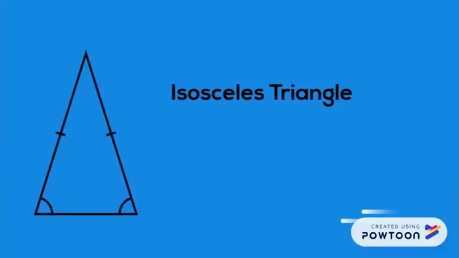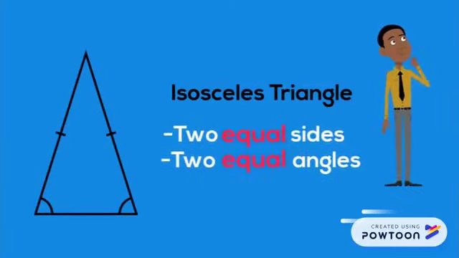This triangle is called an isosceles triangle. It has 2 equal sides and 2 equal angles. That's a long word too, but if you practice it 20 times as fast as you can, you will see it is not that difficult. Let's try. Isosceles, isosceles, isosceles.